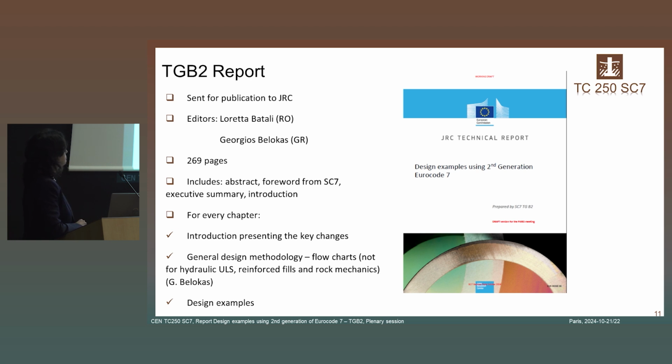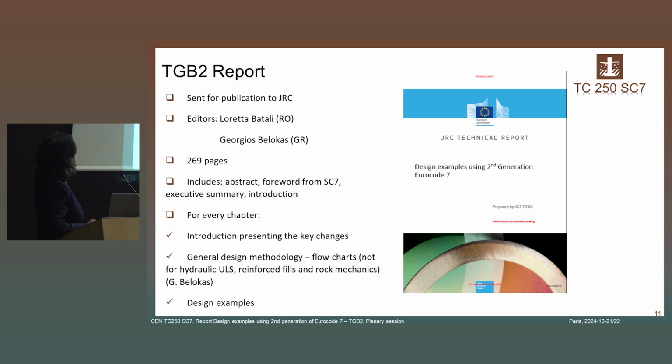Here is the future report that was sent just less than 2 weeks ago to JRC to be reviewed and also published. We have almost 270 pages, including an abstract, a foreword from EC7, an executive summary, and an introduction.